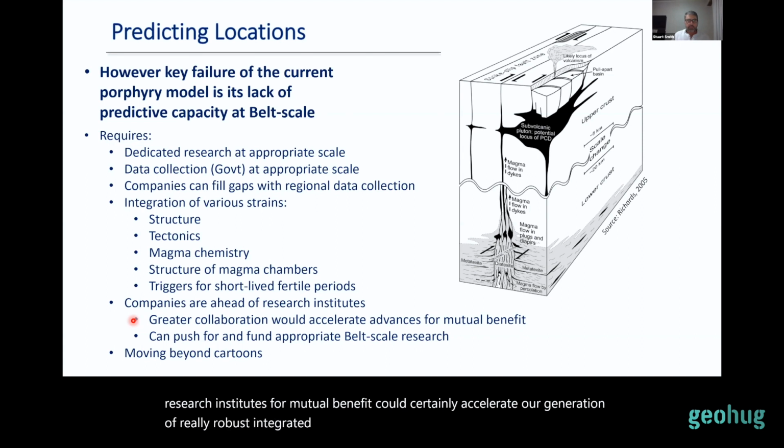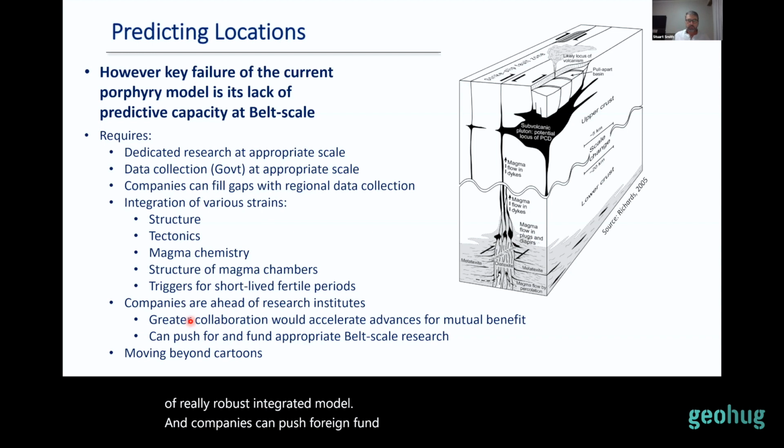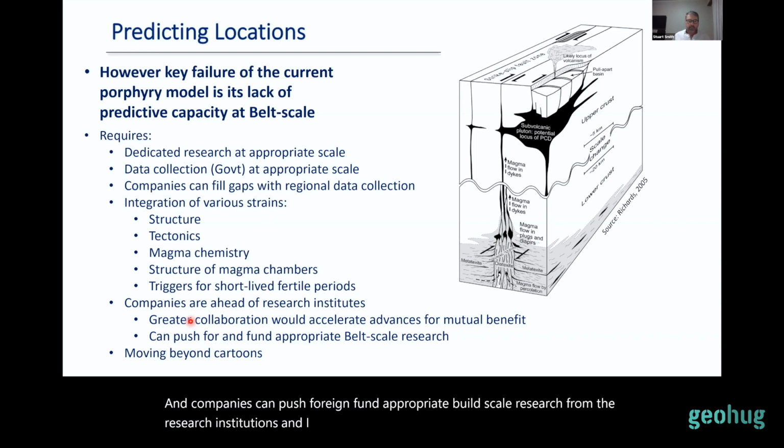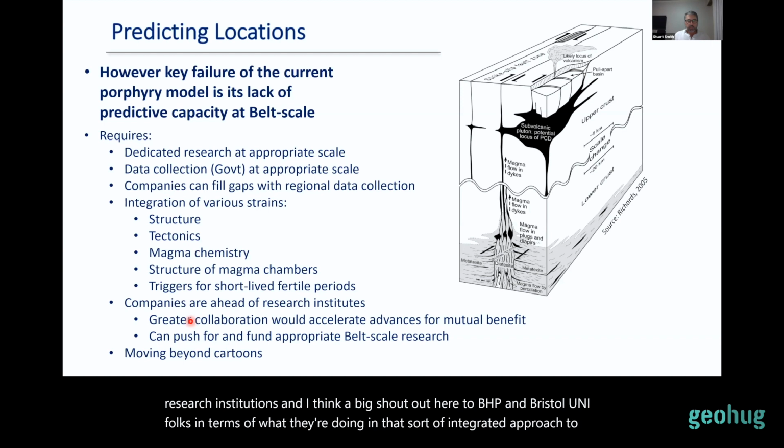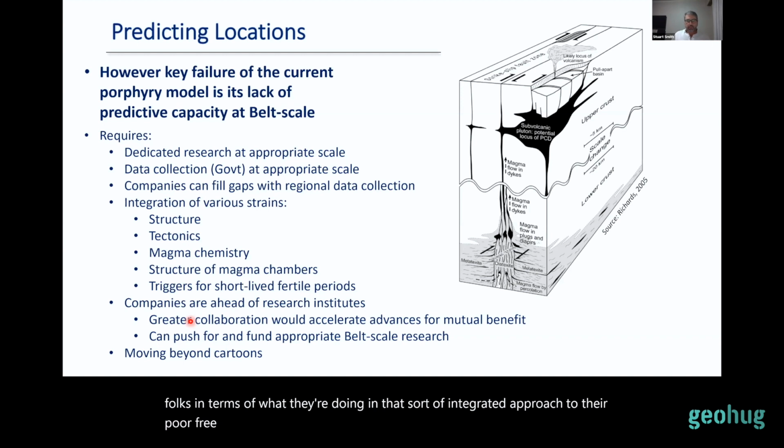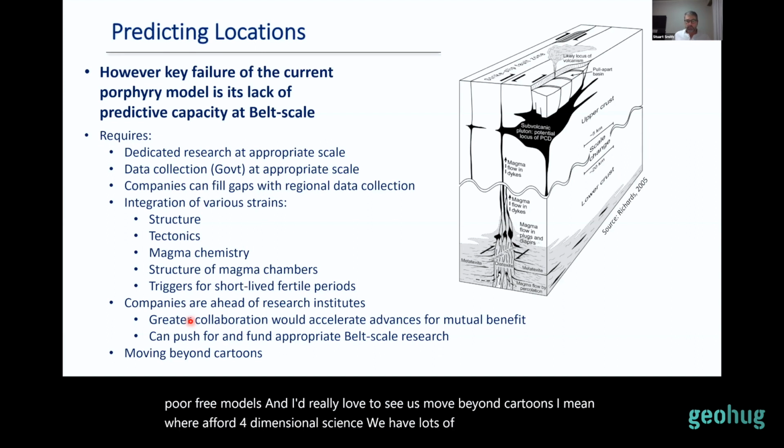And companies can push for and fund appropriate belt scale research from the research institutions. And I think a big shout out here to BHP and the Bristol Uni folks in terms of what they're doing in that sort of integrated approach to their porphyry models. And I'd really love to see us move beyond cartoons. I mean, we're a four-dimensional science. We have lots of fancy communication tools available to us at the moment, but most of what we see and most of what we use, unfortunately, are still two-dimensional cartoons.